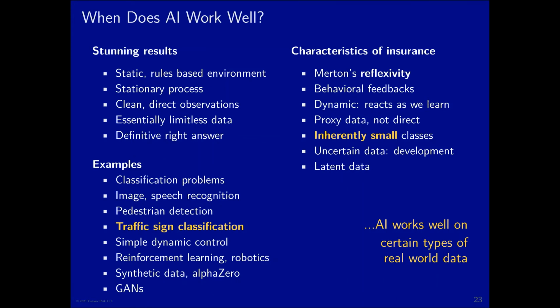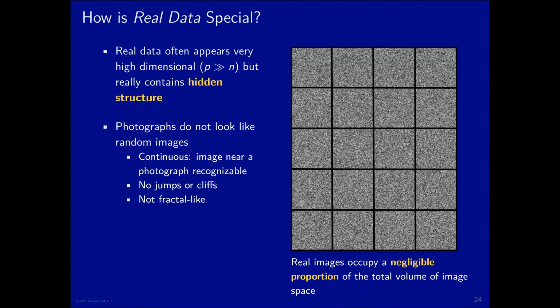Nonetheless, we find AI works really, really well on certain types of real-world data, which leads us to suspect that there must be a reason associated with the data as to why it works well. And so what are some characteristics that we see in real-world data?